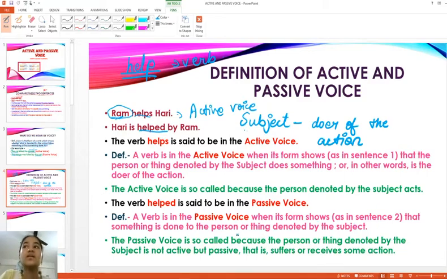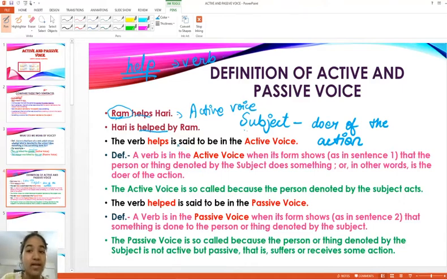That means you can see that something is done to the person or thing denoted by the subject. It means something is done to Hari. We can see that Hari is helped by Ram. So here you see that we are focusing on the object, that is Hari, on whom the action was done in the first sentence. But now the influence is on Hari. Okay, that Hari is helped by Ram.